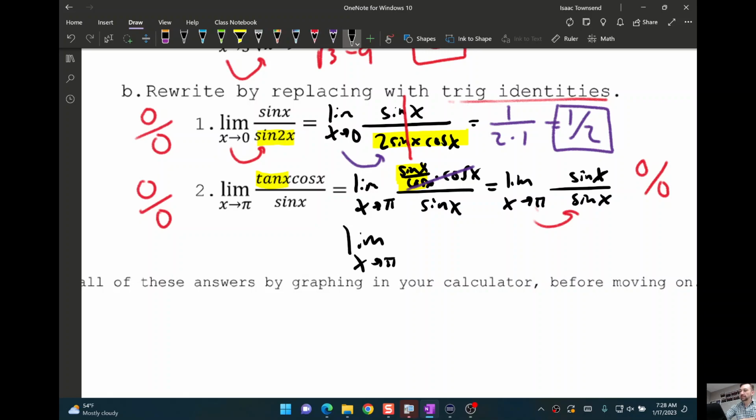But sine divided by sine is 1. Anything divided by itself is 1, as long as it's not 0 over 0. And then this was a property that I had on one of your first handouts, but we didn't really talk about it. All of this is just going to be a 1. So let me talk about why that is so that you can remember that.